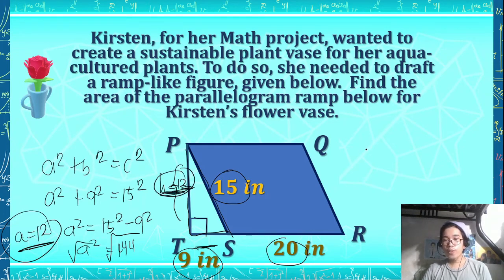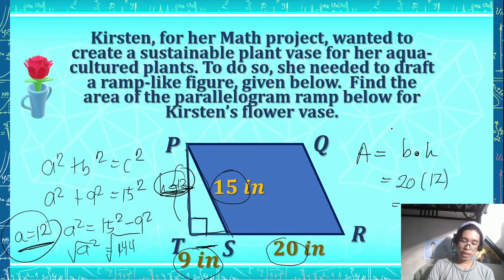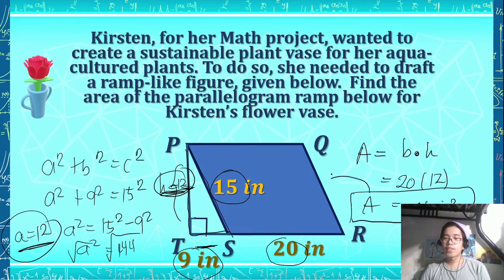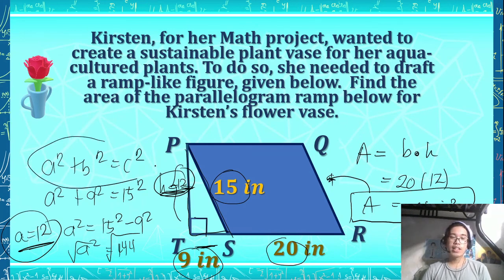Therefore, the formula for finding the area of a parallelogram is base times height. The base, which is 20, and the height, which is 12, can be multiplied in order to get the area of the parallelogram. And that's just going to give us 240 square inches. So the parallelogram ramp has an area of 240 square inches using the Pythagorean theorem. And that's how we solved it.